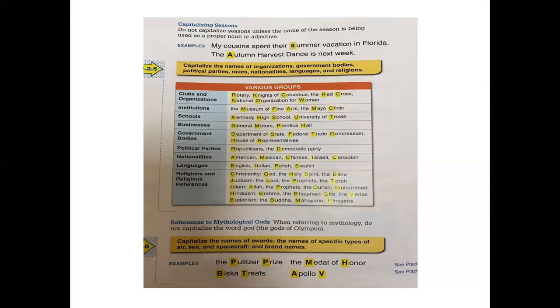So you have to capitalize the names of the award, the types of air, sea, and spacecraft, and of course the sea, for example, the Atlantic Ocean, the Red Sea. You will capitalize the R of red and S of sea if it is coming as Red Sea. If it's coming alone, you will not capitalize.